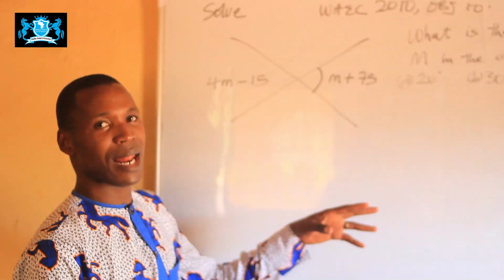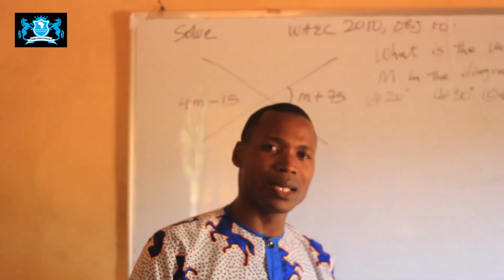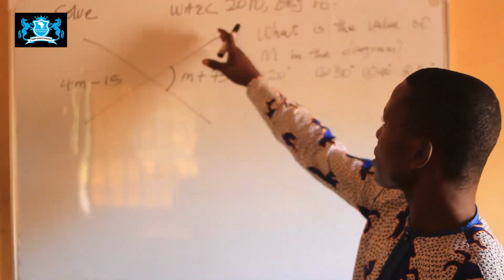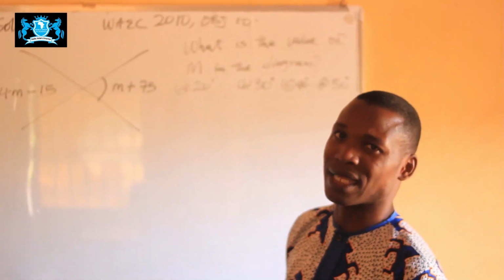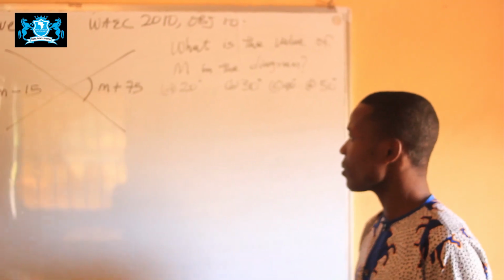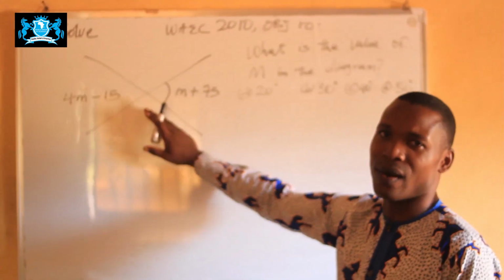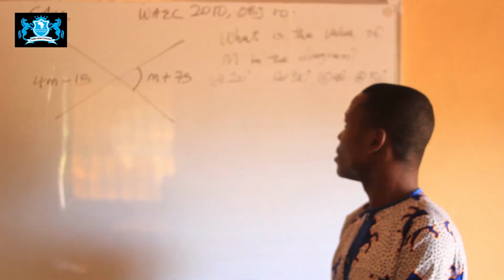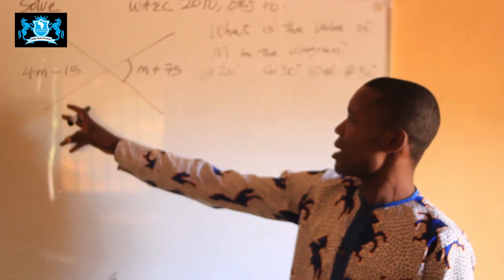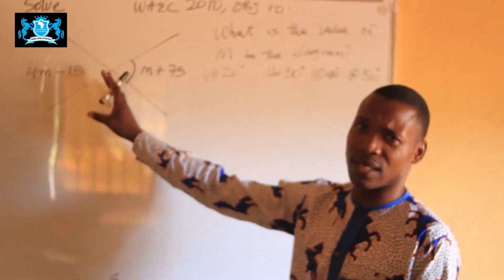Today's mathematics class. What we'll be doing today is to look at this WAEC past question, mathematics WAEC past question. But today we're looking at an objective question. They gave us this diagram, and they said it's objective number 10, 2010 WAEC. They said we should look at this. You can see this diagram.